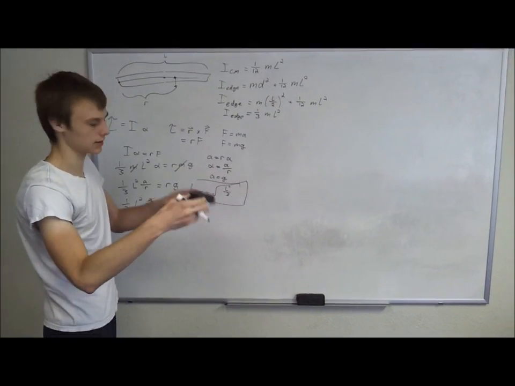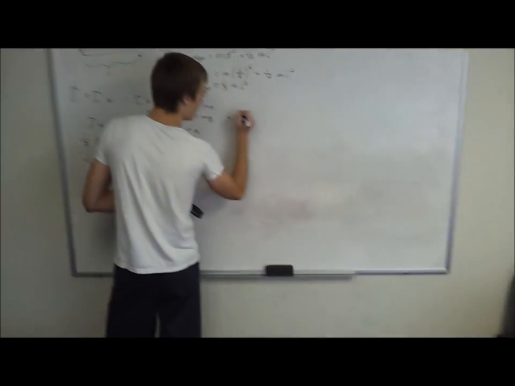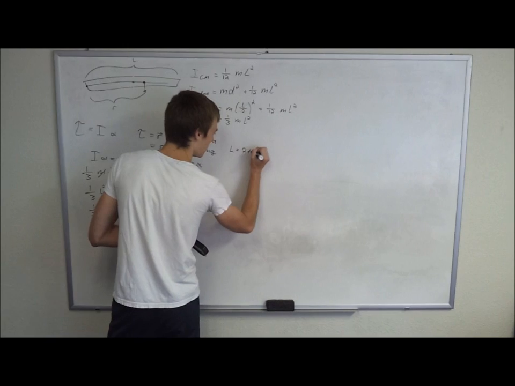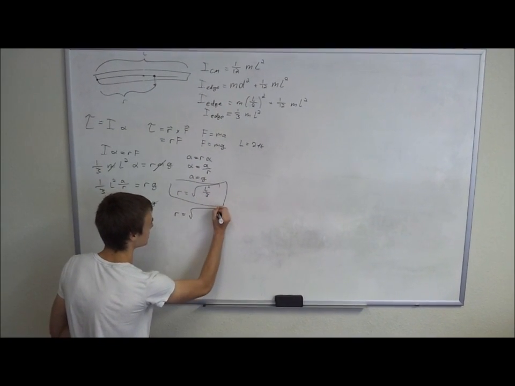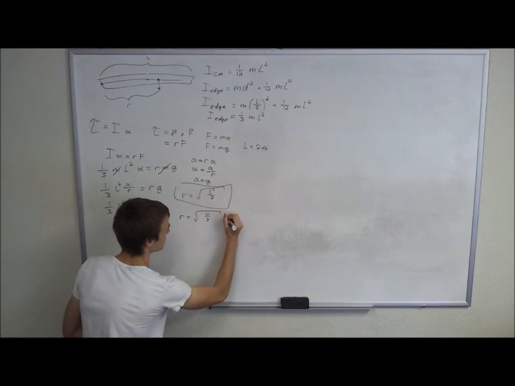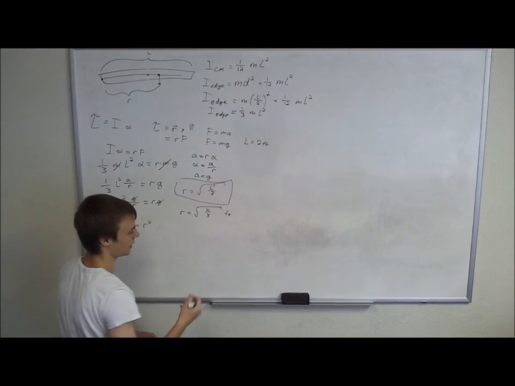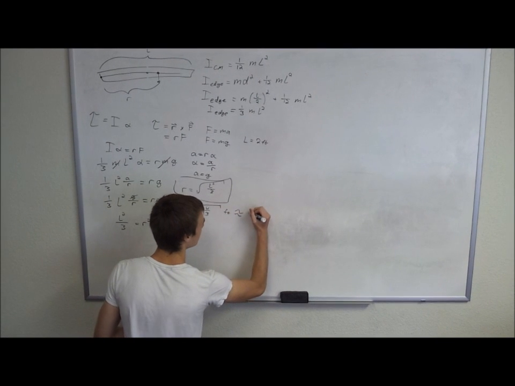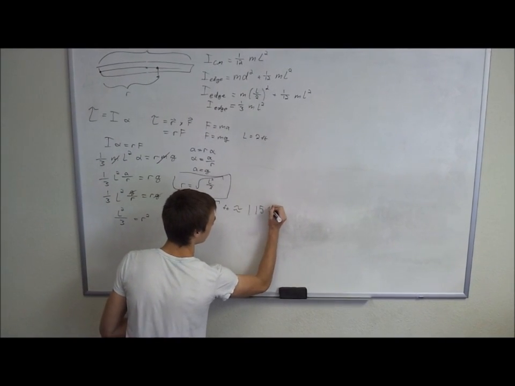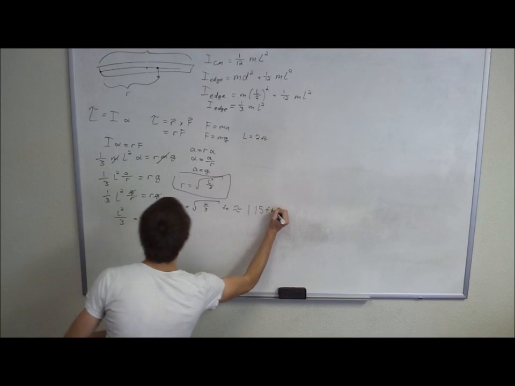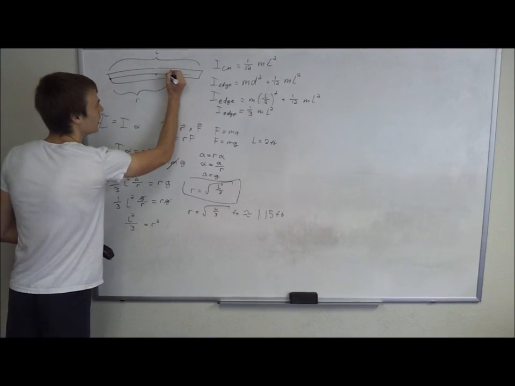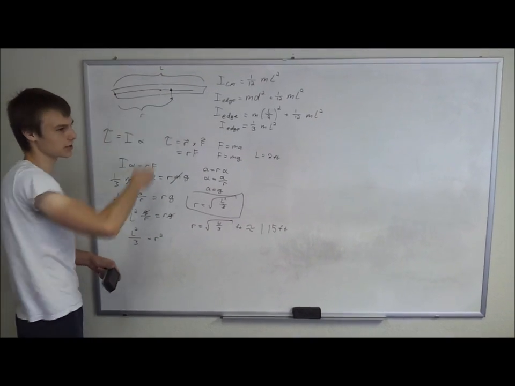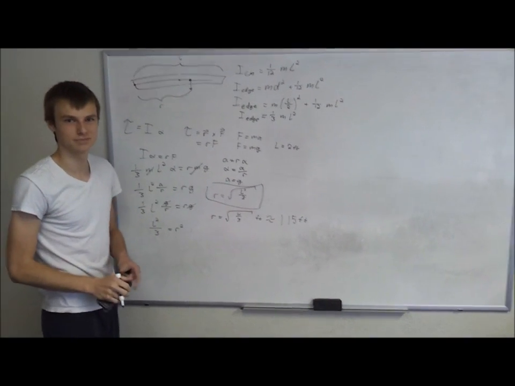Now we measured the length of our rod, and we found that the length is equal to 2 feet. Plugging that in, we get r is equal to the square root of 4 over 3, in feet, which comes out to approximately 1.15 feet. So at about 1.15 feet from the edge, there's a point that has a linear acceleration the same as gravity. All right, good job.